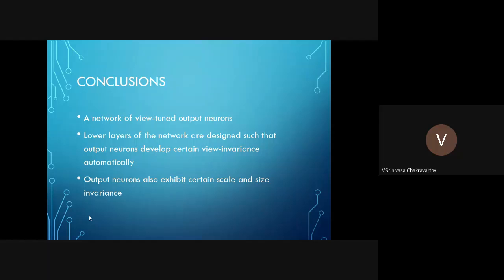So next class, I'll show you how deep networks are being used to explain a lot of very detailed neurobiological data from not only the visual system but also the auditory system. And after that, we'll move on to another topic.